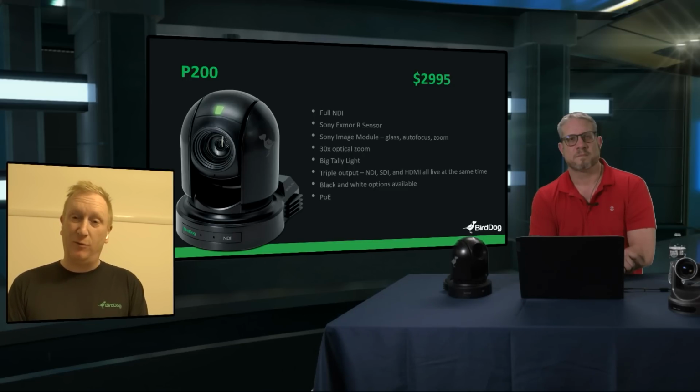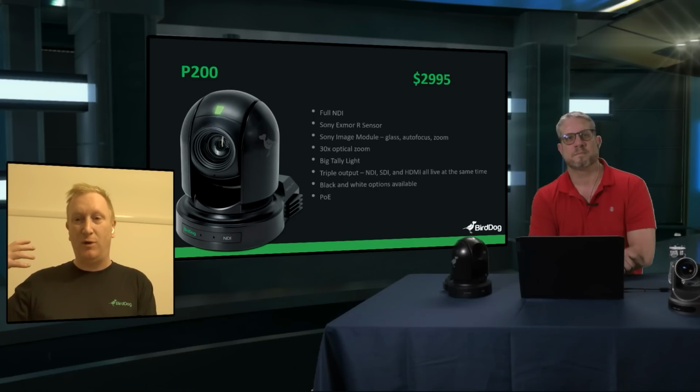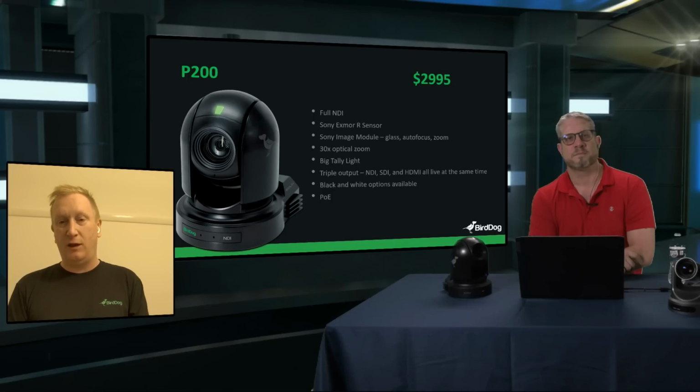The 30x optical zoom, as you say, Jim, means you can zoom across a football field or something like that with no problems at all. So you can pretty much set it up at the back of a control room in a basketball stadium or something like that, and certainly any large auditorium for educational requirements as well.